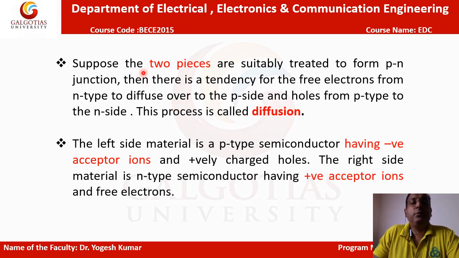Suppose the two pieces are suitably treated to form a p-n junction, and there is a tendency for free electrons from the n type to diffuse over to the p side and holes from p to the n side. This process is called diffusion. As I already told you, when we combine p and n type semiconductor material, the positive charges as well as the negative charges move across the junction and recombination will take place. This process is called diffusion. The left side material is a p-type semiconductor having negative acceptor ions and positive charge holes. The right side material is the n-type semiconductor having positive donor ions and free electrons. In this fashion, recombination takes place in the p-n junction diode.